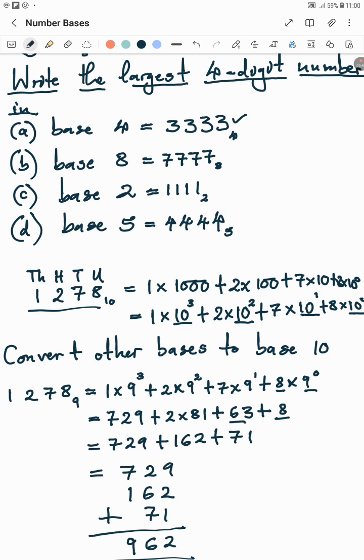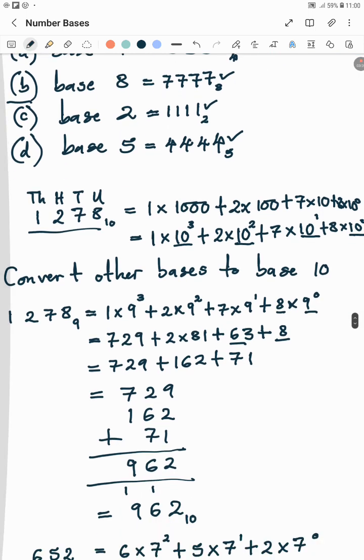And you look at part B, base 8, the largest digit also should be 1 less than the base, and it's 7, and it being a 4-digit number also consists of four 7s. Base 2 consists of four 1s. Base 5 consists of four 4s.